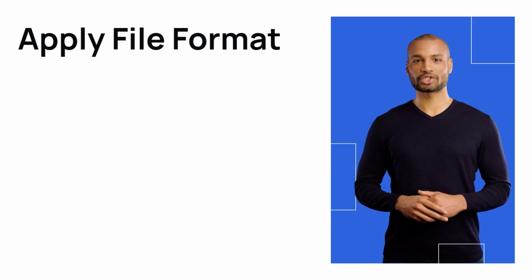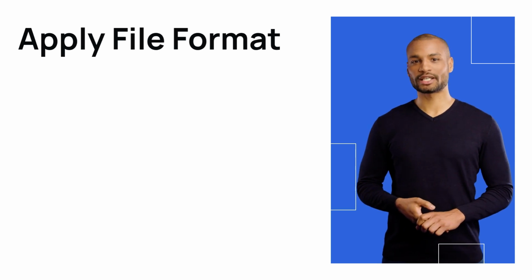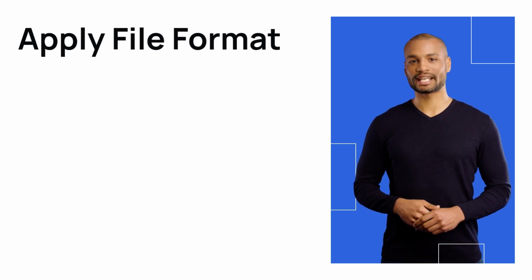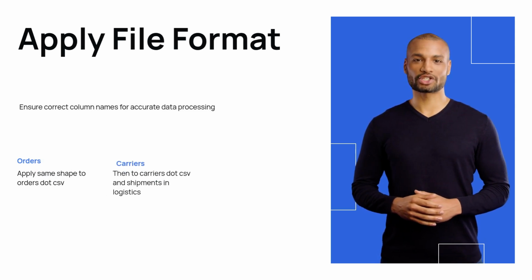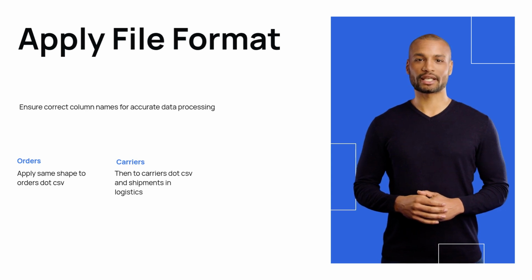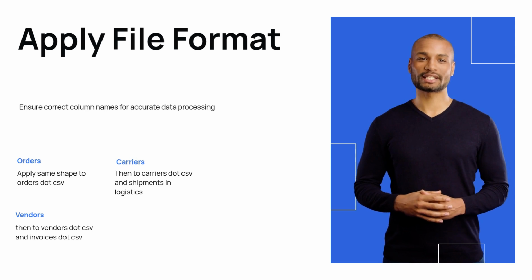Claude uses those names to join files and run calculations, and a missing or wrong column name turns a clean answer into a guess. Apply the same shape to orders.csv. Then to carriers.csv and shipments.csv in logistics, then to vendors.csv and invoices.csv in indirect. 6 references. Save each file as you finish it.